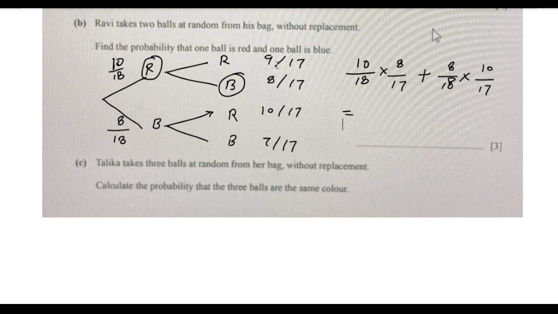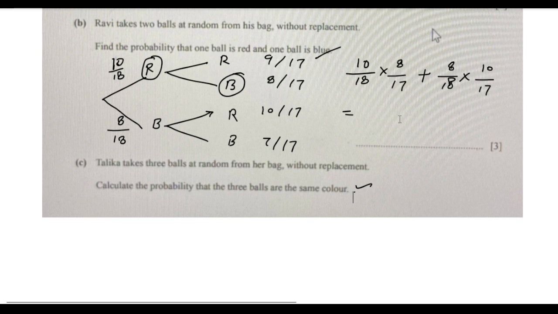So now C part of the question is what? Talika takes three balls at random from her bag without replacement. Calculate the probability that the three balls are of the same color. So same color means you will move one more layer after this. So again you have red and blue. From blue it's red and blue. From red it's blue, and like that. So this is nothing but just the extension.